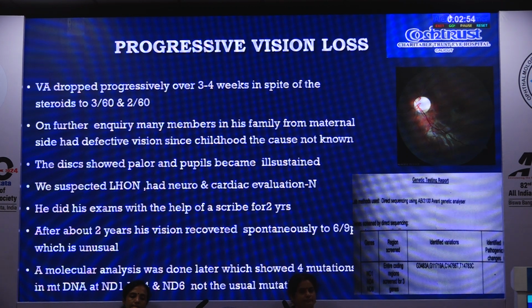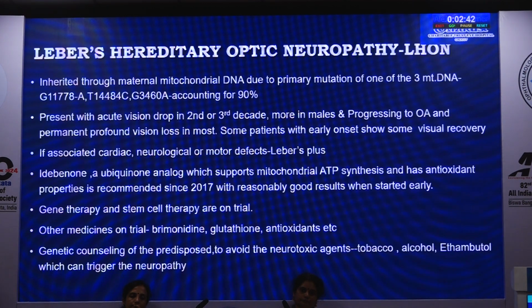So a molecular analysis was done later, which showed 4 mutations, which as you can see here, all these numbers, 4 mutations on ND1, 4 and 6 are not the usual pattern we see in LHON. So this Leber's hereditary optic neuropathy is inherited through maternal mitochondrial DNA due to primary mutation of one of the 3 mitochondrial DNAs, and these 3 account for 90% of the cases.